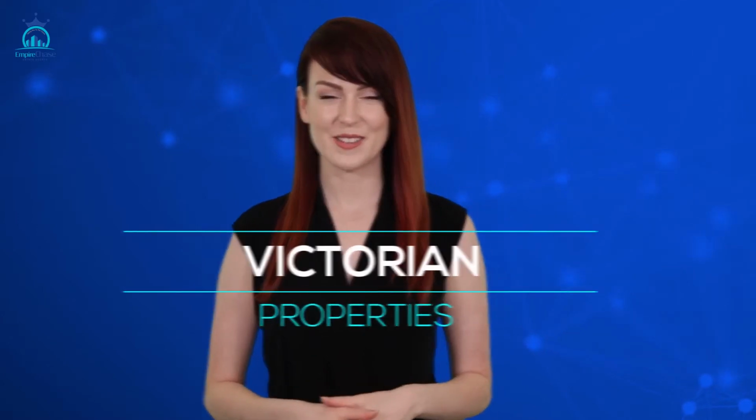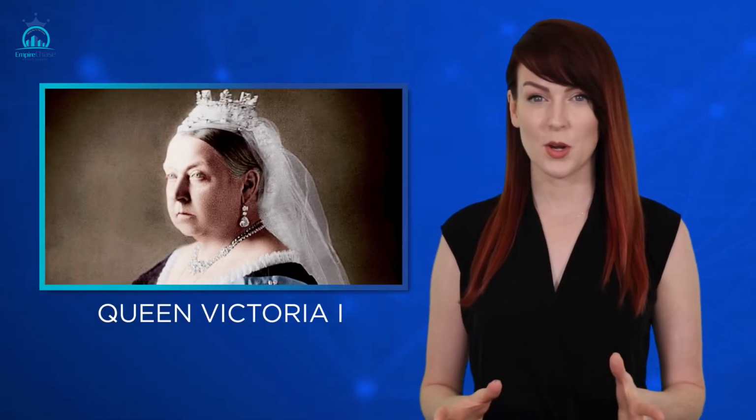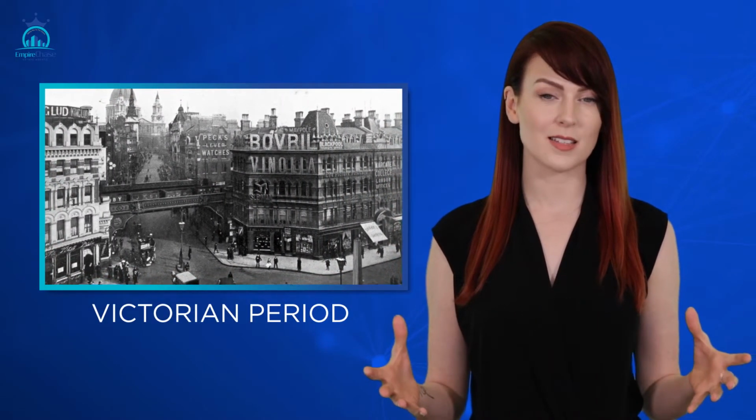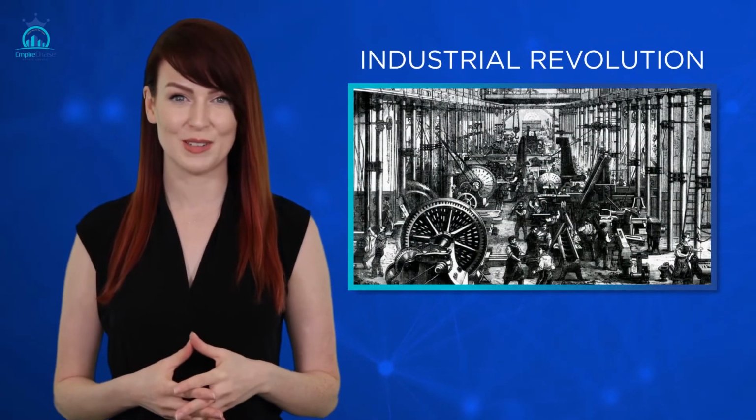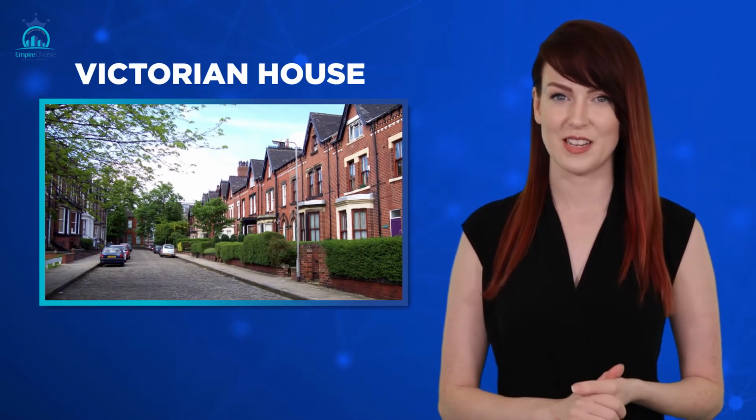Victorian properties. Victorian properties were built from 1837 to 1901 under the rule of Queen Victoria I. The Victorian period was a time of increased production of houses for the expanding middle class in the wake of the Industrial Revolution. This meant that it was necessary to build more houses, which is why the Victorian period is characterised by rows and rows of terraced houses on narrow streets.